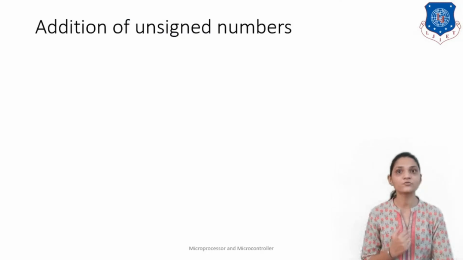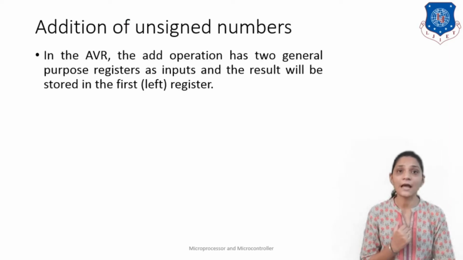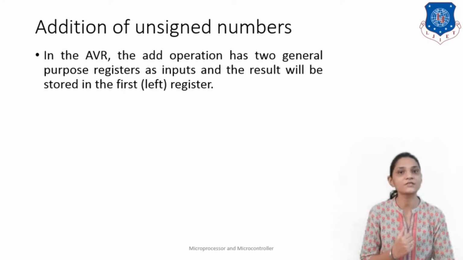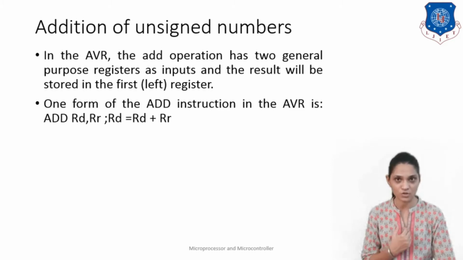So let us start with the first, that is the addition operation. The addition of two unsigned numbers, first we will see. In AVR, the add operation has two general purpose registers as input and the result will be stored in the first register. So we will have two data for addition and those two data are going to be stored inside the two registers. It can be given like this: ADD RD, RR. Here RD is the first register, RR is the second register. So your result is going to be stored inside the RD register. So ultimately the operation will be RD equals RD plus RR.